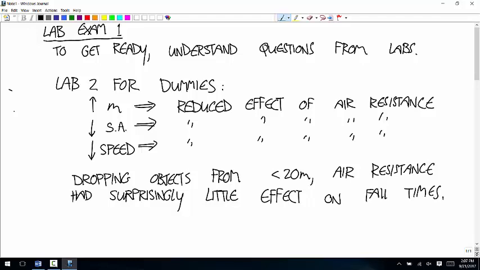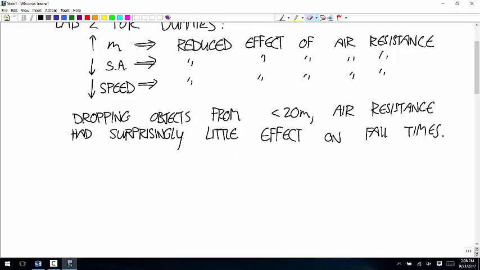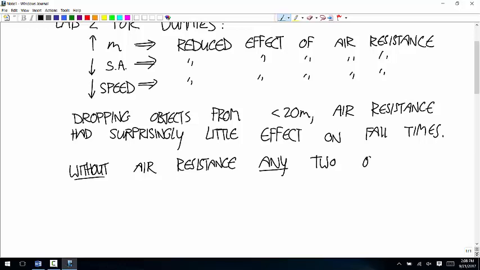Oh no, there's one more thing. If I could pick one thing for you to just never forget, to be like 80 and still be able to say: without air resistance, any two objects would fall the same. Same fall times, same acceleration.